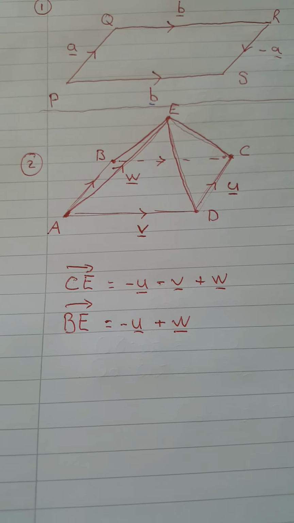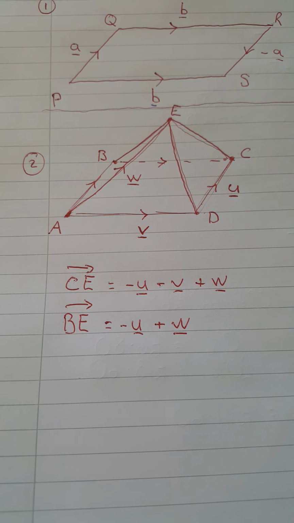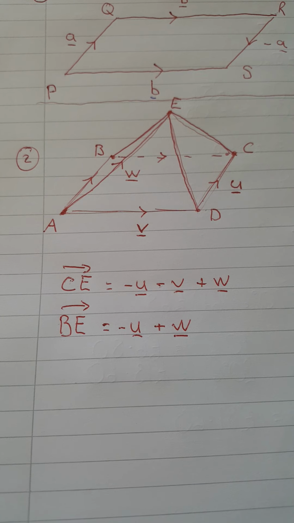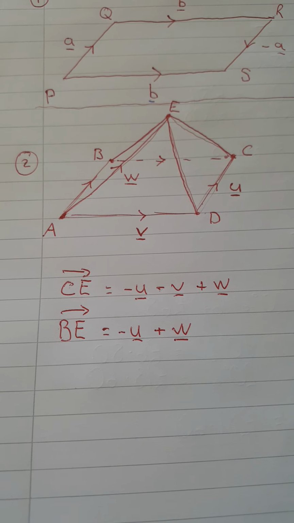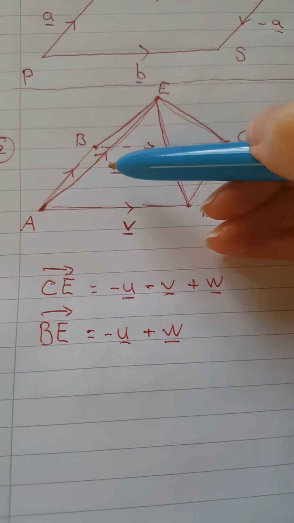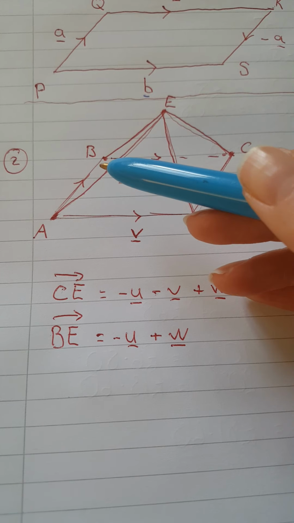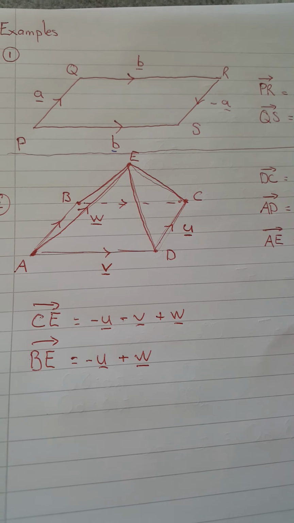So when we're working out vector routes, it doesn't matter which way we get from one point to the other. The resultant vector is the same. We're looking to use the vectors that were given in the diagrams to help us find a different route from one point to another. And that's what you'll be doing in today's exercise.